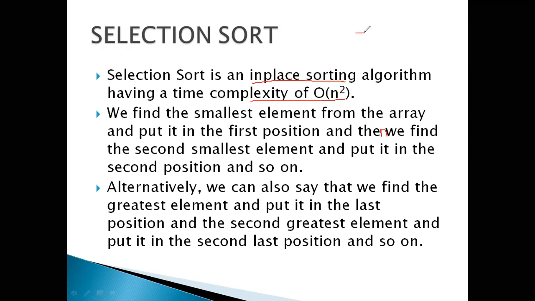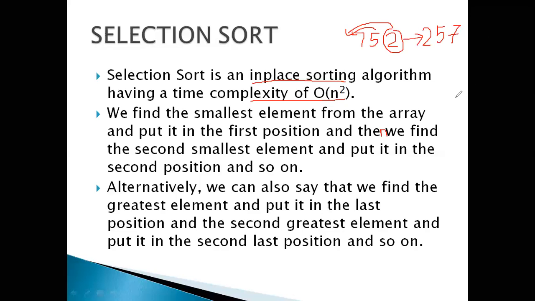So suppose we have an array like this, 7, 5, and 2. Then we will first select this 2 and we will put it in the first position. Then we will select this 5 and put it after this 2, and finally we will have this 7. So after sorting the array will become 2, 5 and 7.